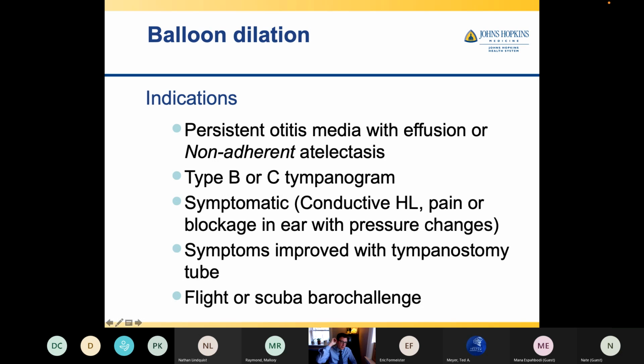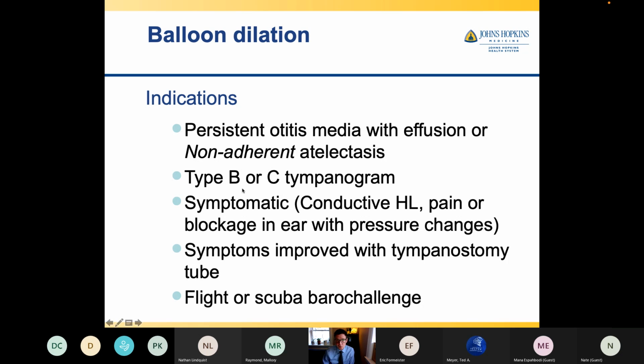The indications for this are people that have persistent otitis media with effusion or non-adherent atelectasis. So what I mean by that is that it looks like the eardrum's kind of retracted in, and you can pop it, or you can kind of pull it or separate it away from the middle ear space, from the cochlea and the medial wall.